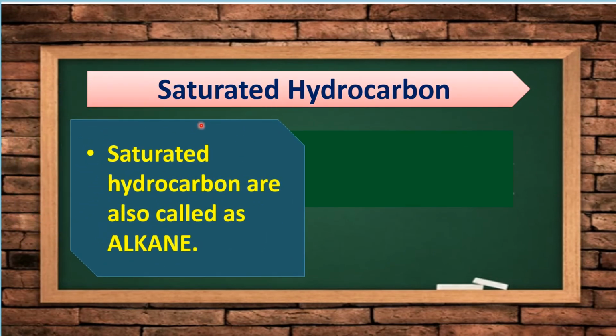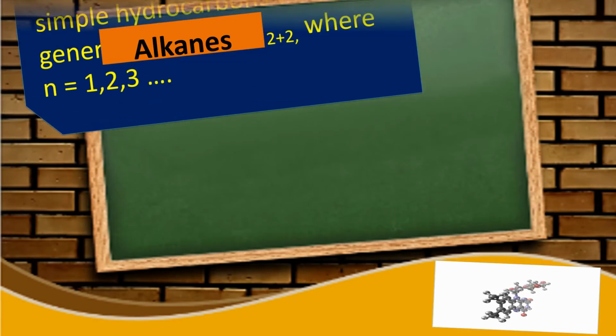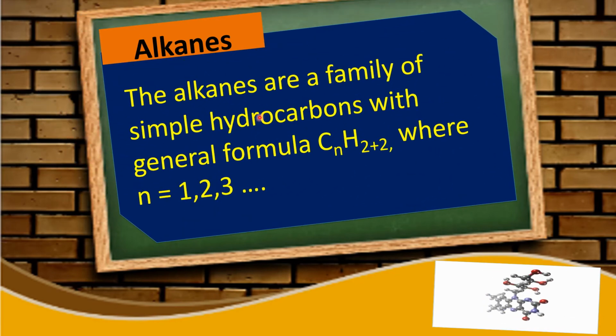Saturated hydrocarbons are also called alkanes. Example of this, so this is the structural formula of butane. Alkanes are a family of simple hydrocarbons with the general formula CnH2n+2, where n is equal to 1, 2, 3, and so on.